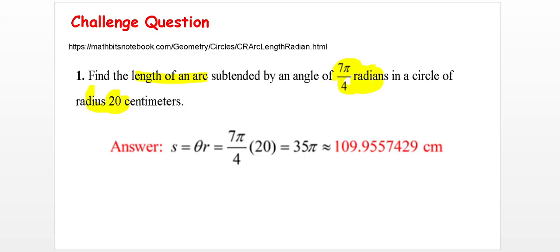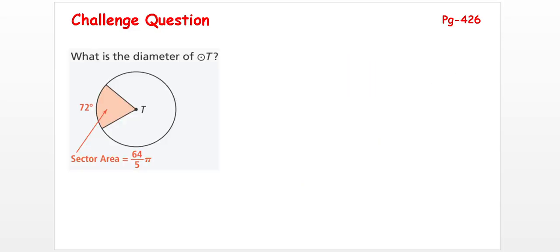Here is the answer. By the way, they can ask you to leave your answer in terms of pi, or give your answer correct to one decimal place, then you will round this. Because if you round it to one decimal place, this 9 will become 10, so you will carry that 1 over here, so the final answer will become 110.0 centimeters. Clear?